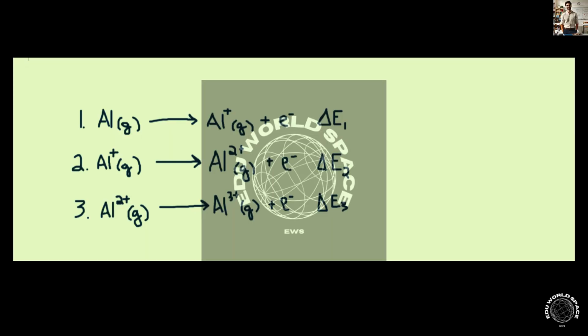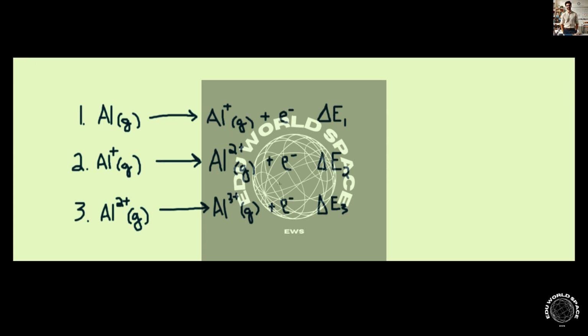This question asks us to write equations that show the processes that describe the first, second, and third ionization energies of an aluminum atom. Then it asks which would require the least amount of energy. So I've already written out what those three equations look like so we can spend some time discussing it.